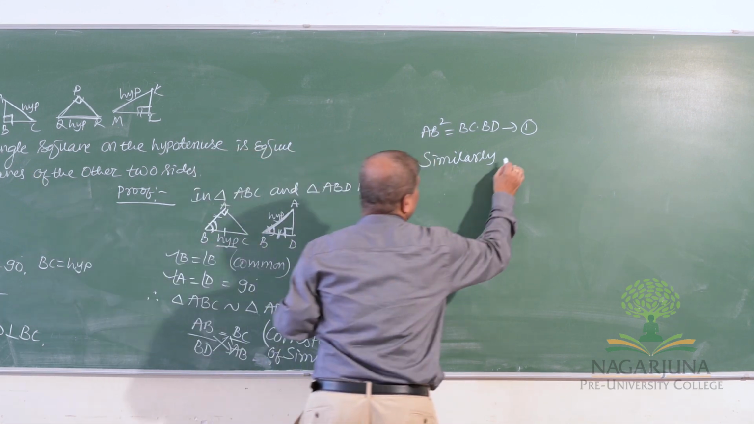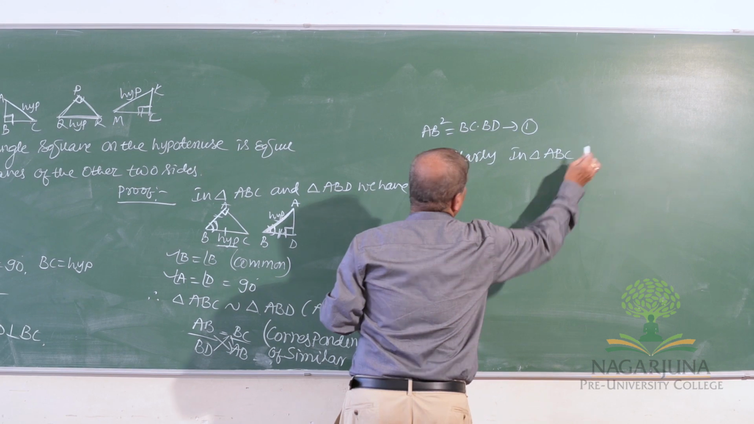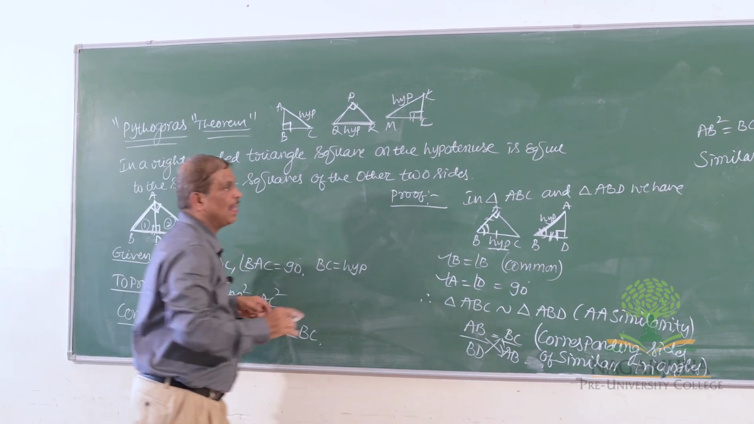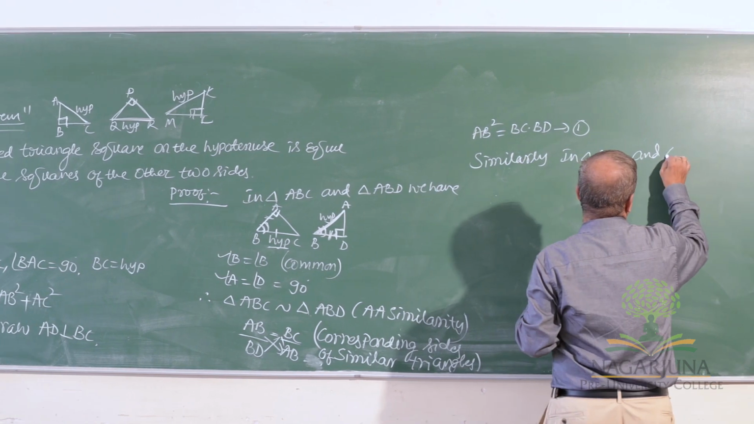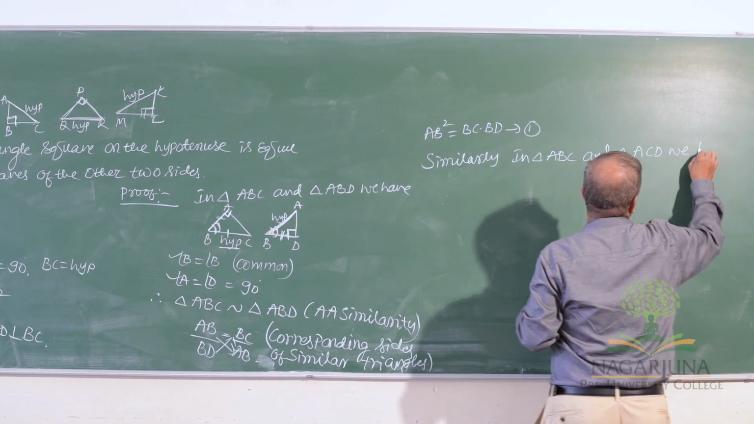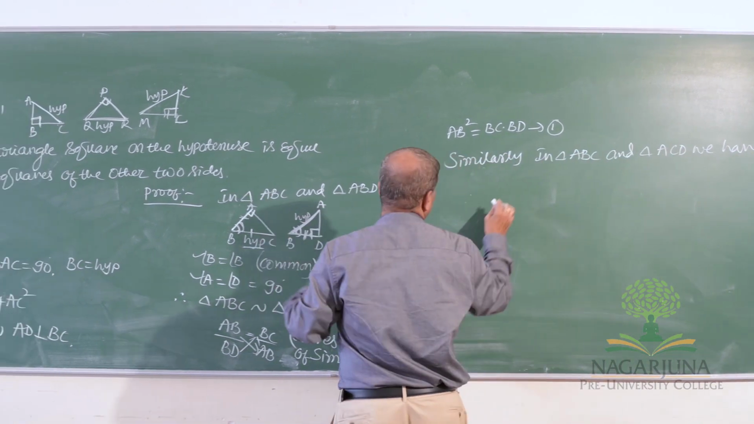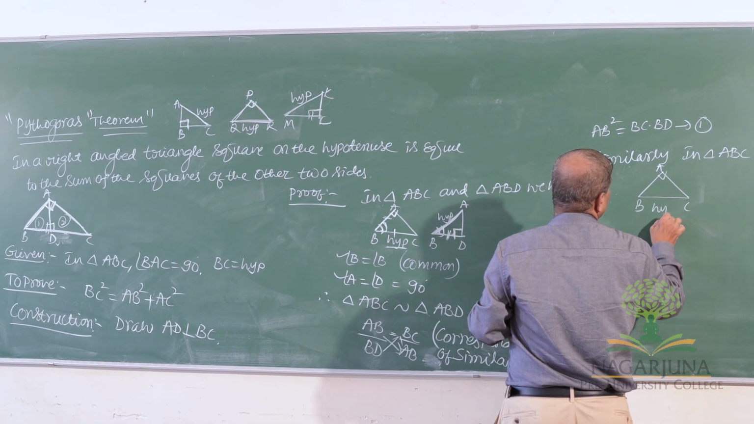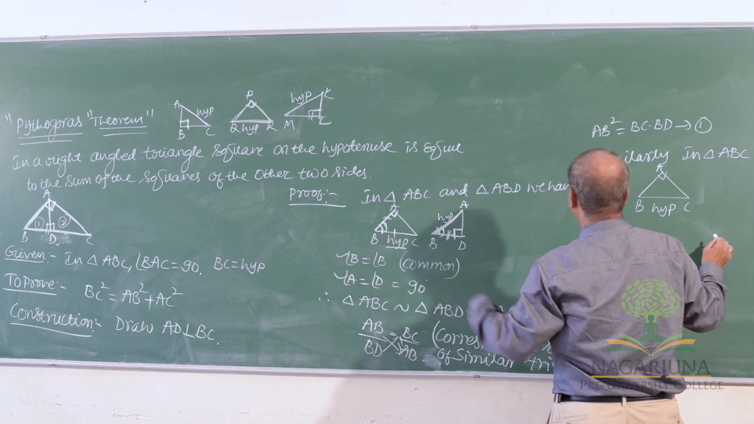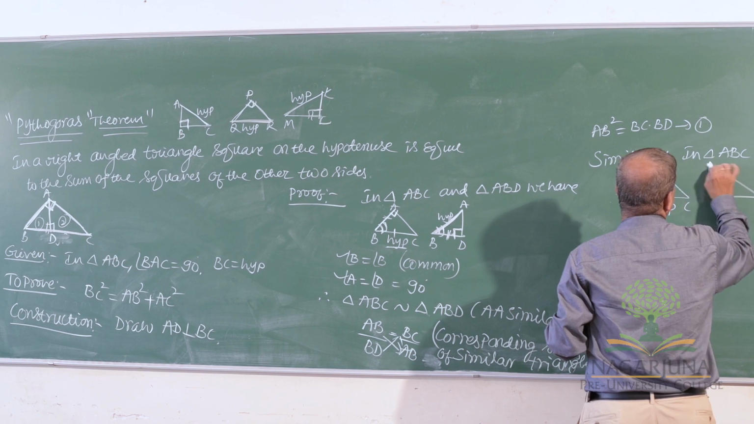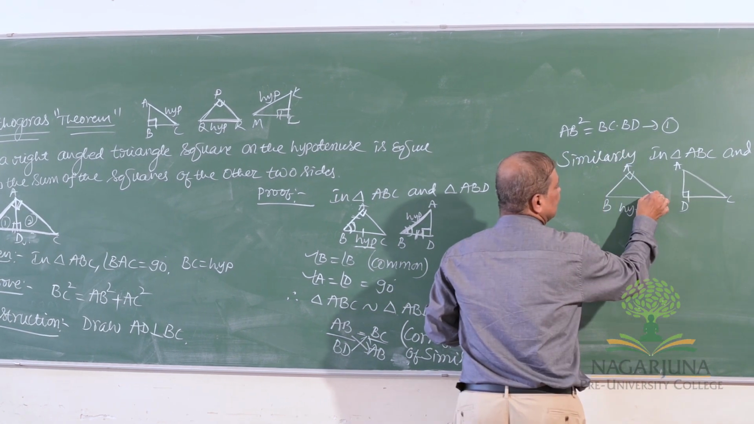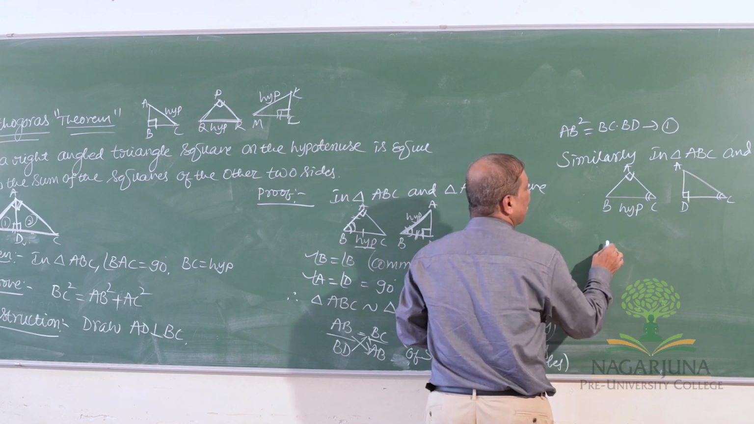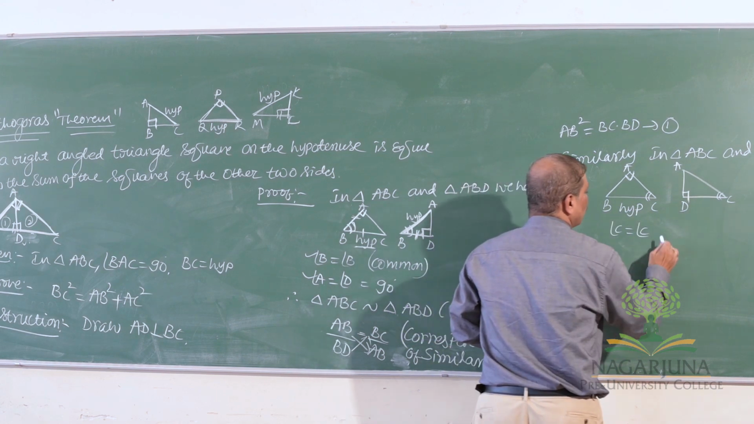Similarly, now take triangle ABC and the second triangle ACD. I will draw it: ABC is given, and after construction, the second triangle is ACD with angle D equal to 90. Here C is common, and here also C is common. Here angle D is 90 and here angle A is 90. So angle C is equal to angle C, the common angle.